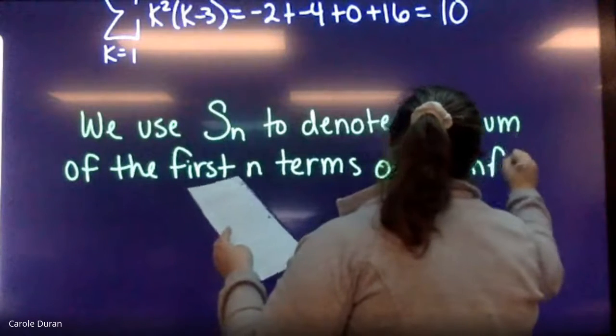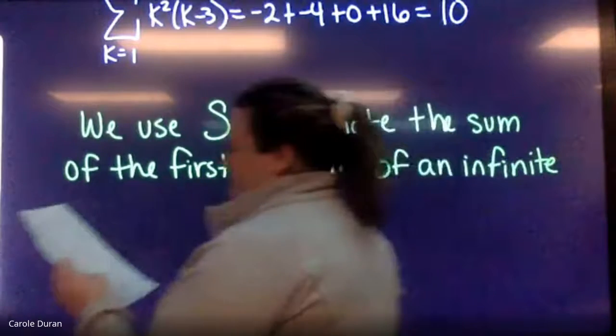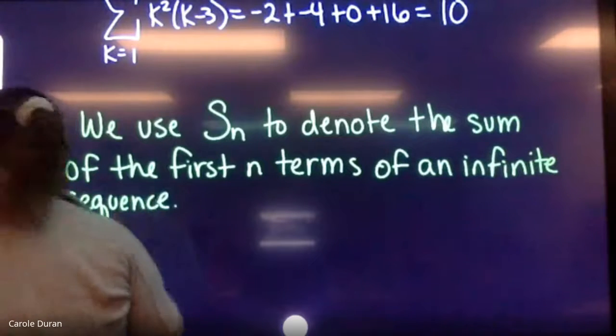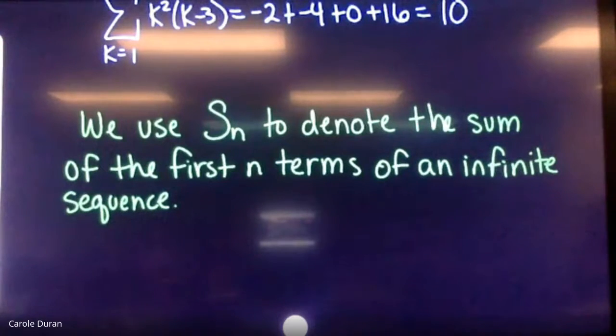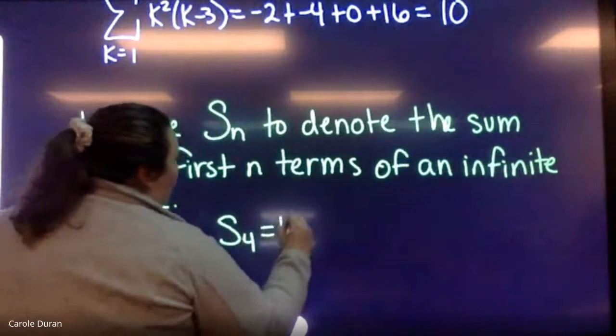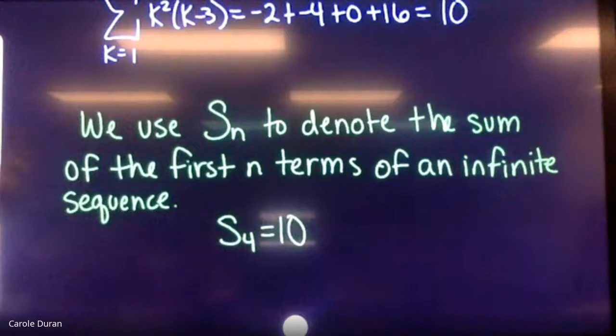So they found a shortcut here that is S of n. So anytime you see S of n, it literally means the sum of the first n terms of the given sequence. So in the previous example, we found the sum of the first 4 terms and it equaled 10, correct? So in this notation, we would say S of 4 equals 10. That's how you should write your answers.